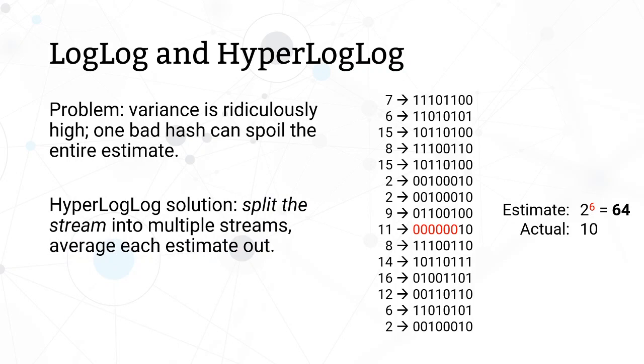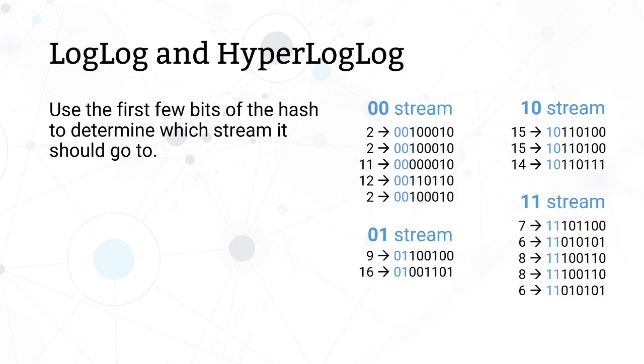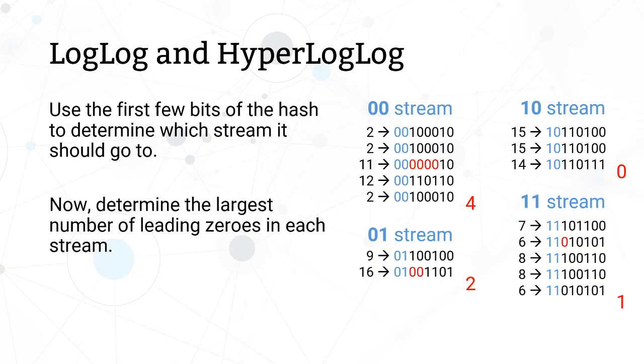The idea they use is that they split the stream into multiple streams and average each of those estimates out. For example, we can use the first 2 bits of the hash to determine which of the streams it should go to. In this example, we split it into 4 streams, and in the first stream we have all those numbers which hash to 00 as their first 2 digits, right? And then we solve each of these streams independently. If we ignore the first 2 bits at the start, we can now determine the number of leading zeros in each of them, right?